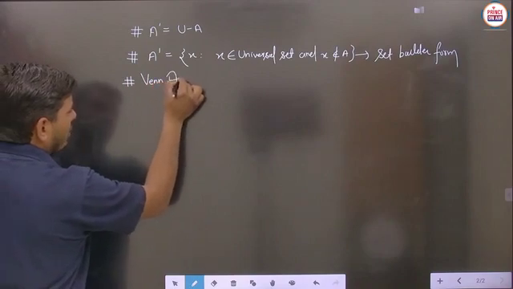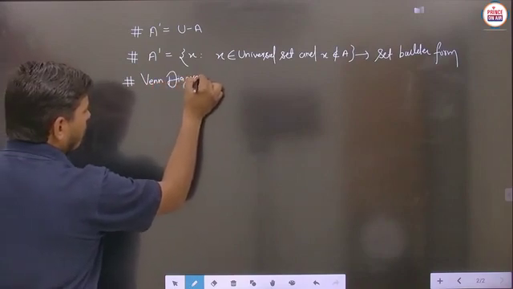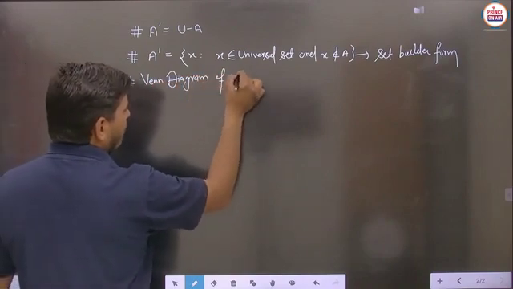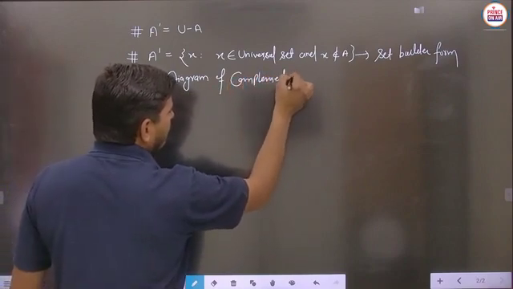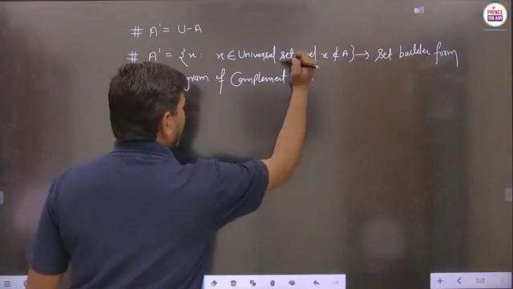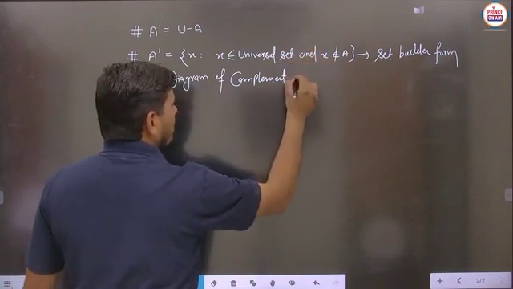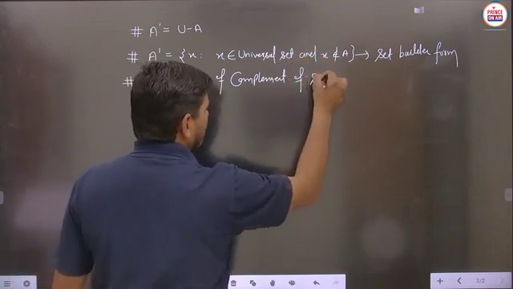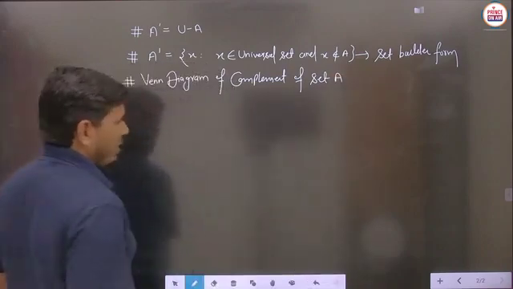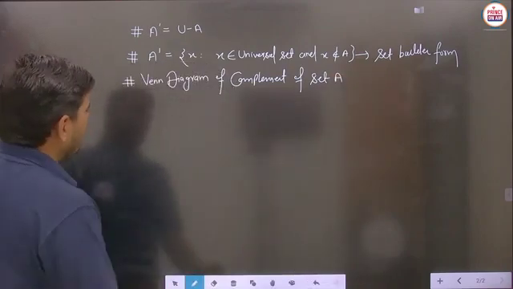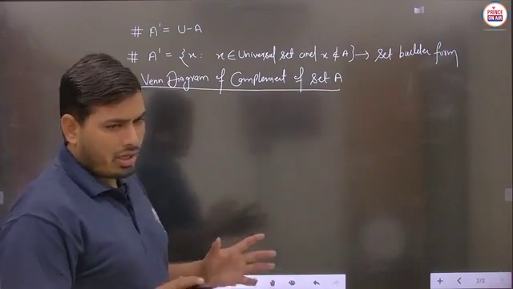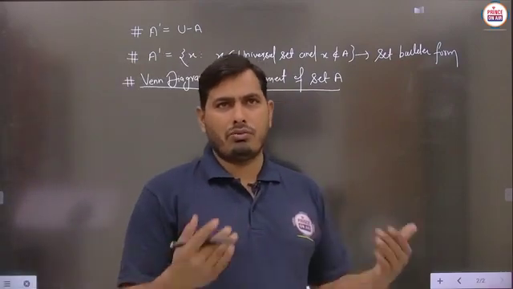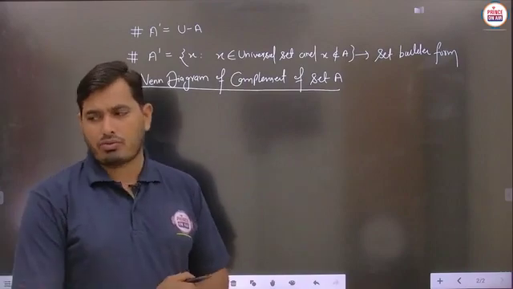The next part is very important: that should be the Venn diagram of the complement of set A. Is it clear? Let A be any given set. Then what is the Venn diagram, and what should be the area required as the result of this complement set? That area has to be set here.